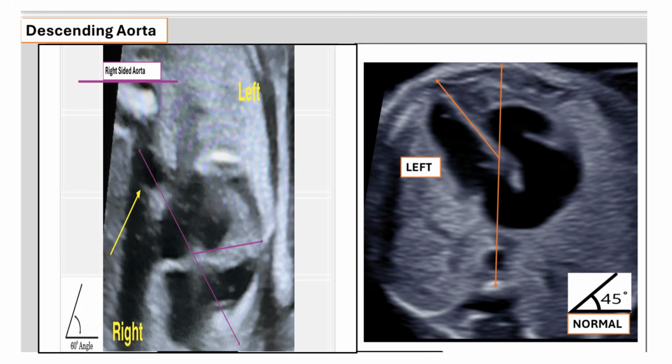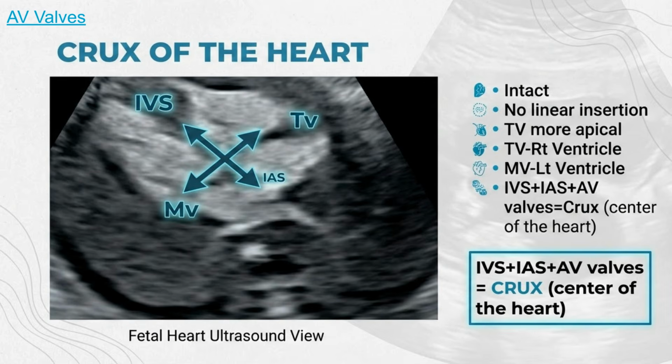Left-sided aorta is to the left of the spine, while the right-sided aorta is located to the right of the spine at roughly a 60-degree angle. The AV valves form the crux of the heart. The tricuspid valve inserts into the right ventricle, and the mitral valve into the left ventricle. The IVS, IAS, and AV valves define the center of the heart.